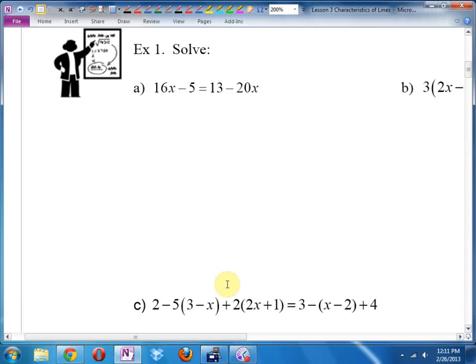I wouldn't do that yet. I would get all the x's to one side first. I deal with numbers last. Get your x's to the same side first. Trust me. I would add 20x to both sides.